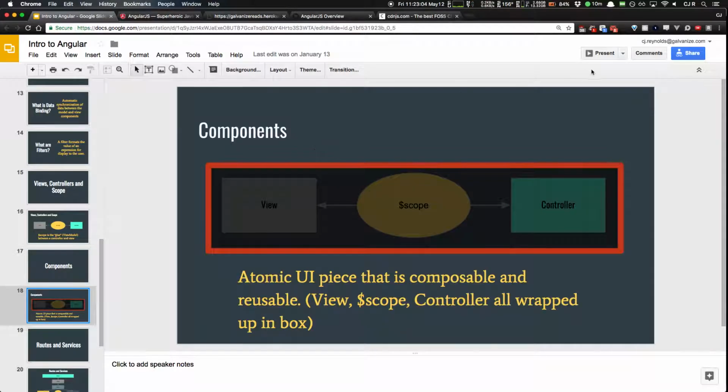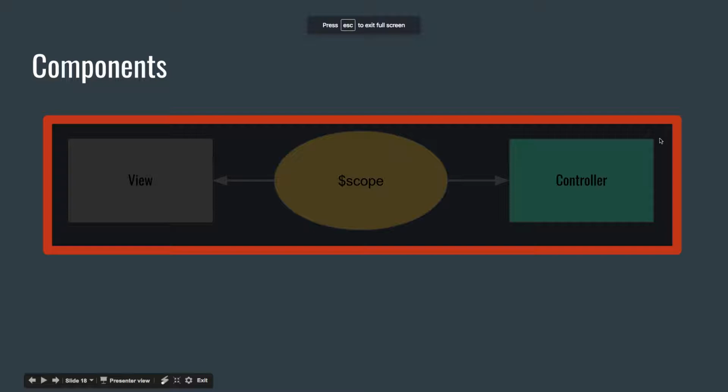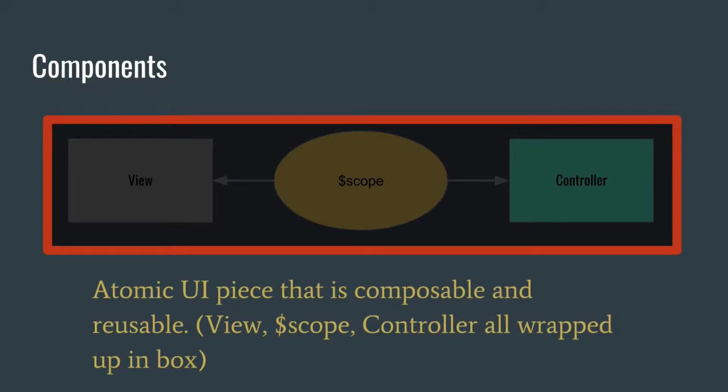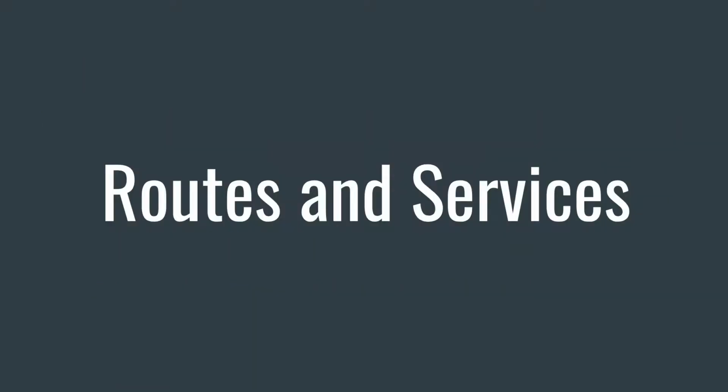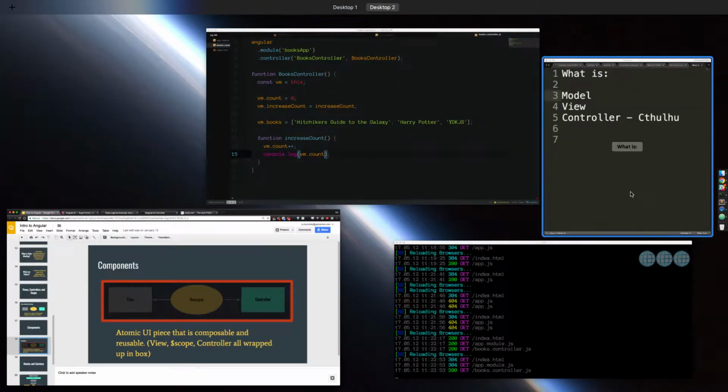Now, a component is basically a way to take the view, the controller, the scope, and everything and bundle it up into a thing that has a name. So we're taking that controller and that view that I created, and we're going to put it into its own custom tag. If you remember from earlier, it's an atomic UI piece that is composable and reusable. So once I put this book list into a component, I could use book list all throughout my app and have access to everything that entails. So let's do it.